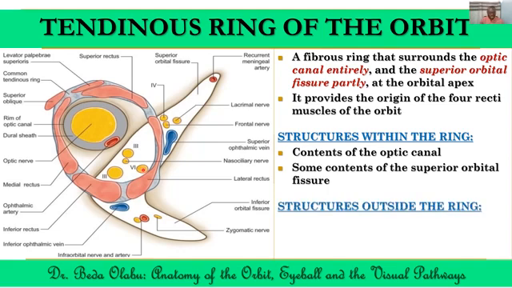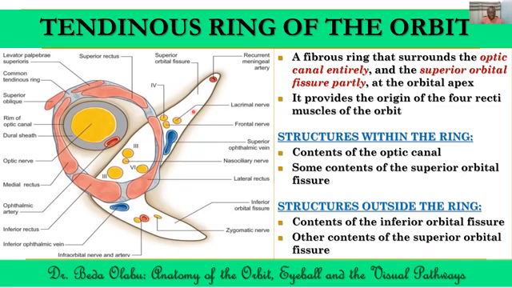But there are some structures which are outside the ring. In particular, we can start with the contents of the inferior orbital fissure that we've already mentioned. So the inferior ophthalmic vein, we talked about the infraorbital nerve and artery, and we talked about the zygomatic nerve, which is a branch of maxillary. Those ones are within the inferior orbital fissures, hence not within the ring.